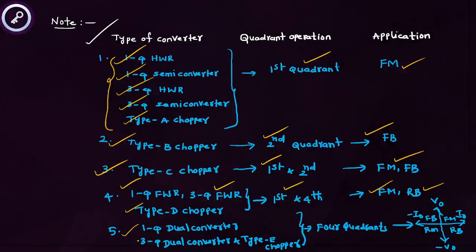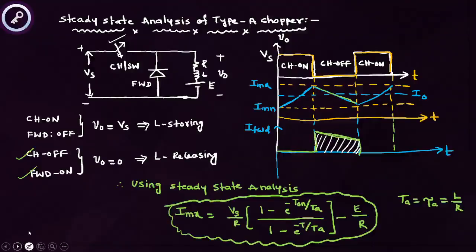Then single phase dual converter, three phase dual converter, type E chopper is operated in four quadrants. Four quadrants means all four quadrants are operating. We may expect the question, which circuit is operating in which quadrant, what is its application. For that purpose, you have to remember these points.